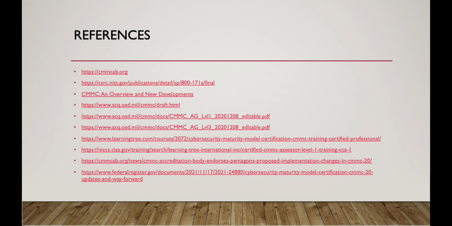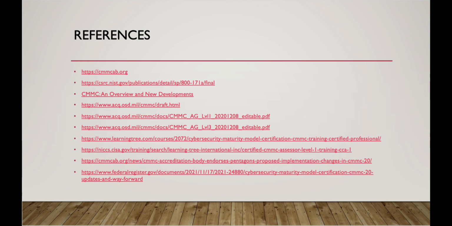Okay, so here's the references. You'll see those on the YouTube channel. But bottom line is, there's a lot here. And I went through a lot in a very short period of time, which is probably extremely overwhelming. But just know that the CMMC is a big factor if you deal with the Department of Defense and the industrial base here in the United States.